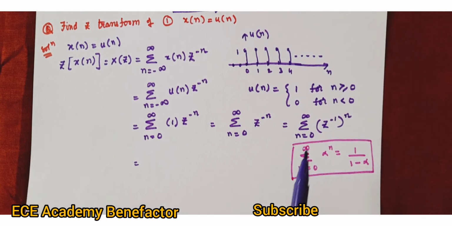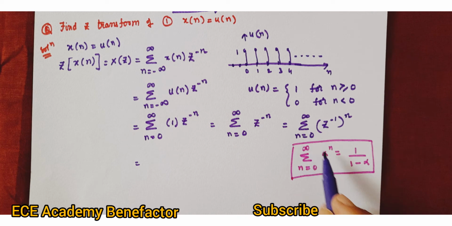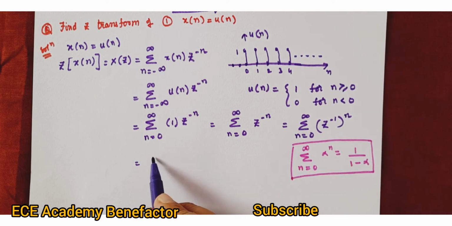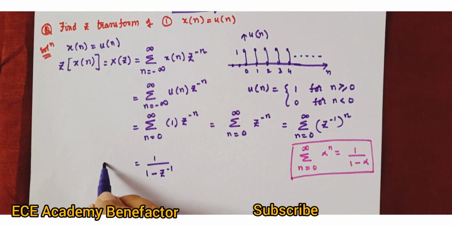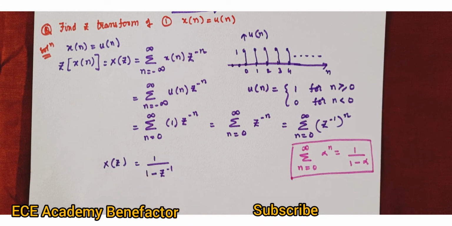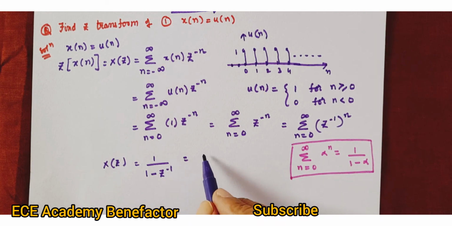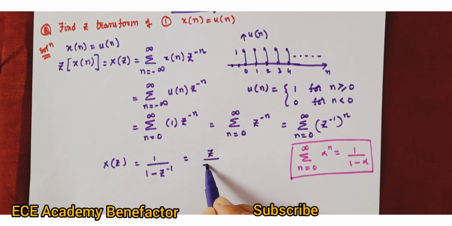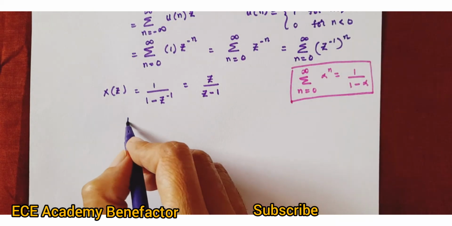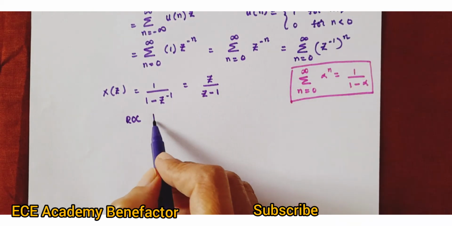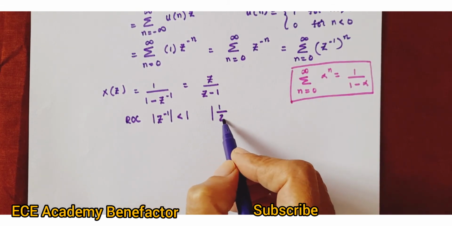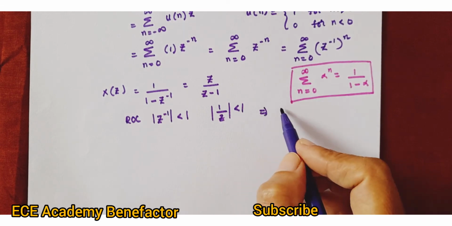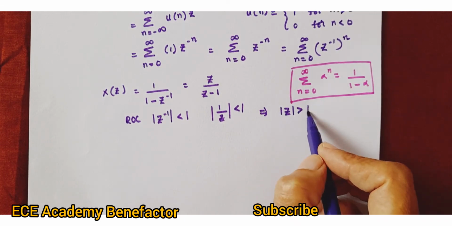Okay. So, what will you get for this one? Summation n is equal to 0 to infinity alpha to the power of n is equal to 1 by 1 minus alpha. What is alpha here? Z to the power of minus 1. So, this is X of z. Okay, it can also be written as z by z minus 1. So, what is the ROC for this one? ROC is mod z to the power of minus 1 should be less than 1. It means 1 by mod z less than 1, which implies mod z greater than 1.